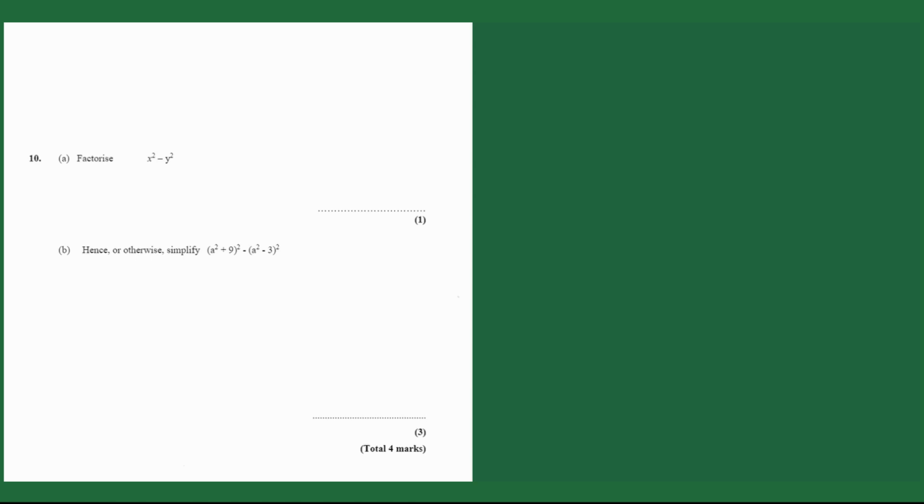Question number 10. Factorize x squared minus y squared. It's a difference between two squares. So x minus y, x plus y. That is the first part answer for 1 mark. Hence or otherwise, simplify (a squared plus 9) squared minus (a squared minus 3) squared.